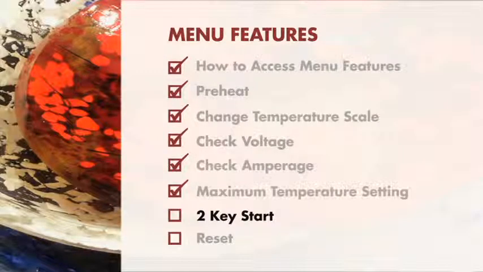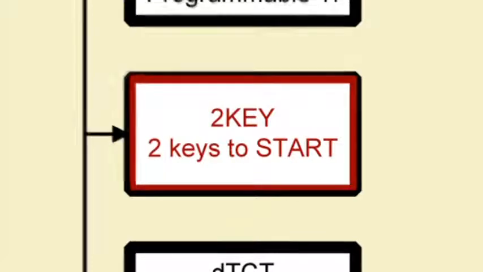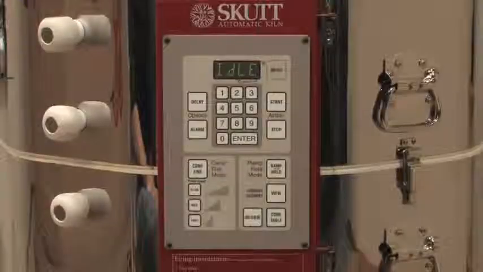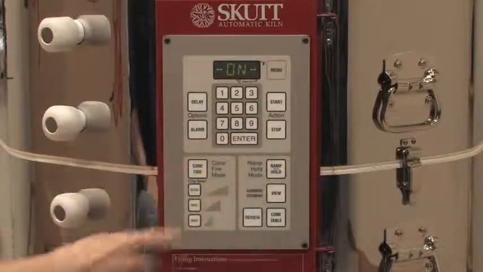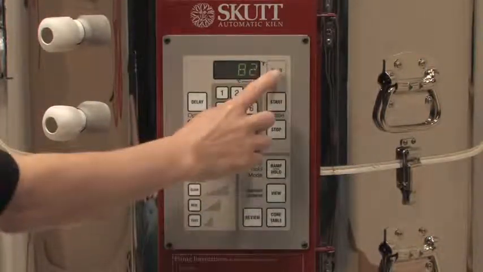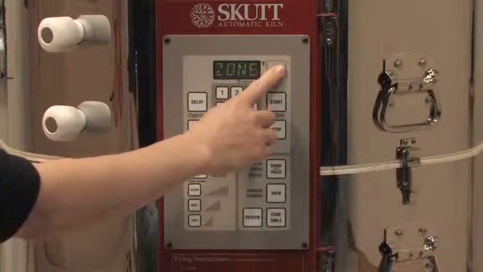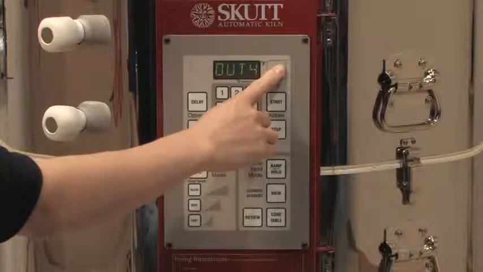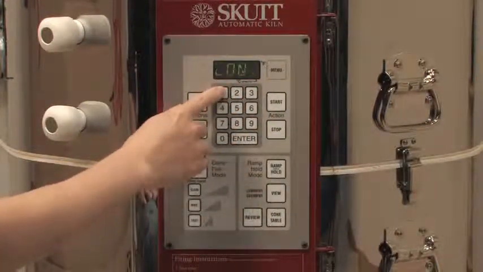2-key start. The 2-key feature allows you to set the controller so it takes 2 key presses to start the kiln. This helps protect against accidentally starting the kiln. When activated, it will be necessary to press Start and then Enter to start the program. To set up your kiln for a 2-key start, select 2KEY from the Configuration submenu. Toggle the setting on or off using the 1 key and then press Enter.